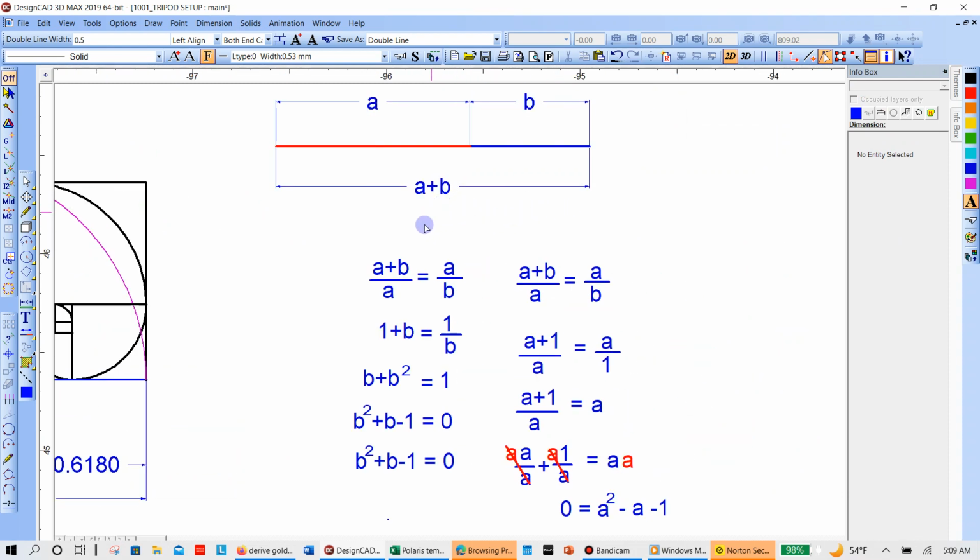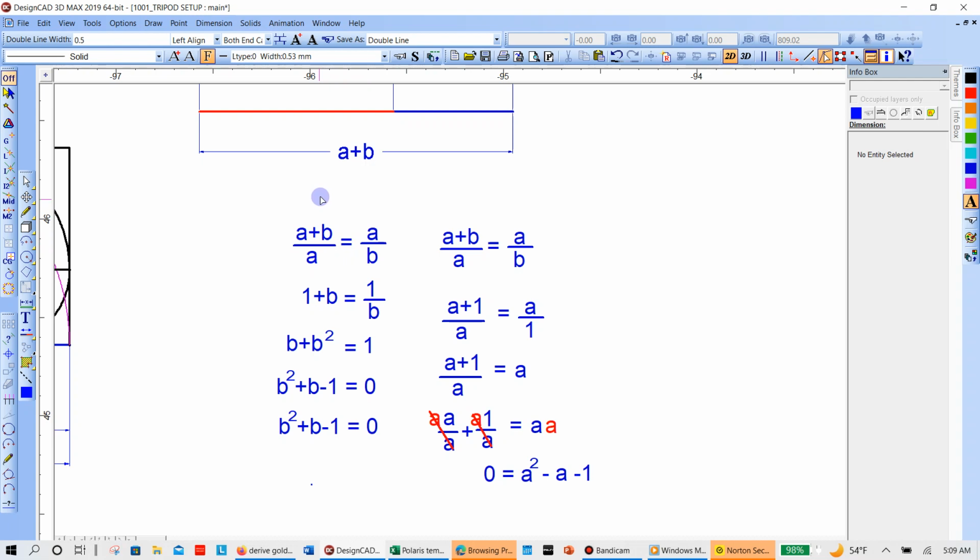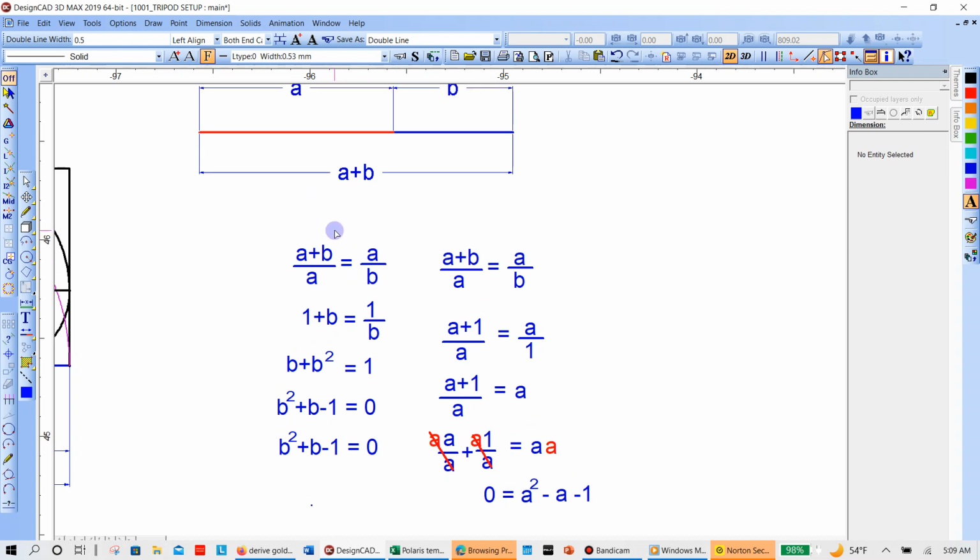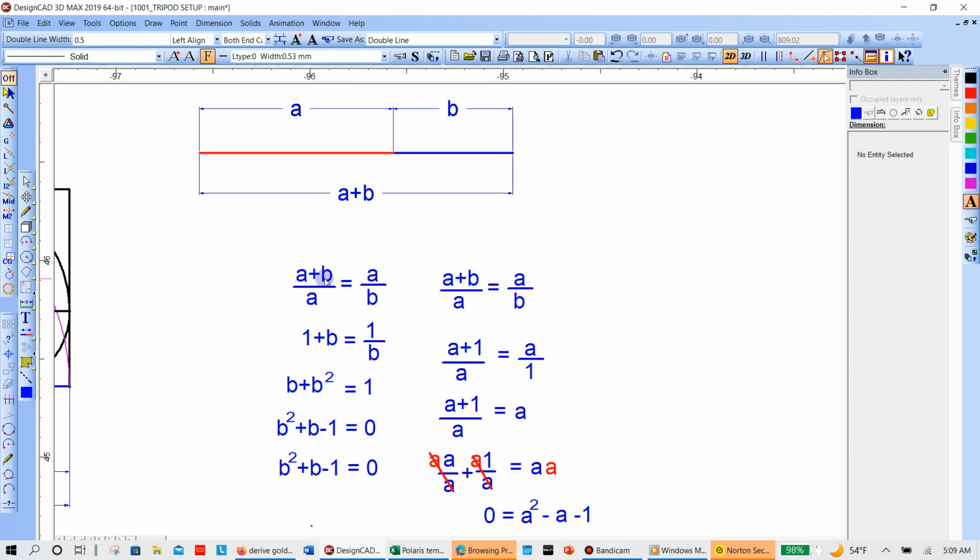In anything like this, I try to make one unit the number one. In this case, I did the algebra way. I turned a into one, because we can make this anything we want. So a plus b becomes 1 plus b, where b is the unknown, divided by 1, which is just 1 plus b, and that is equal to 1 over b.